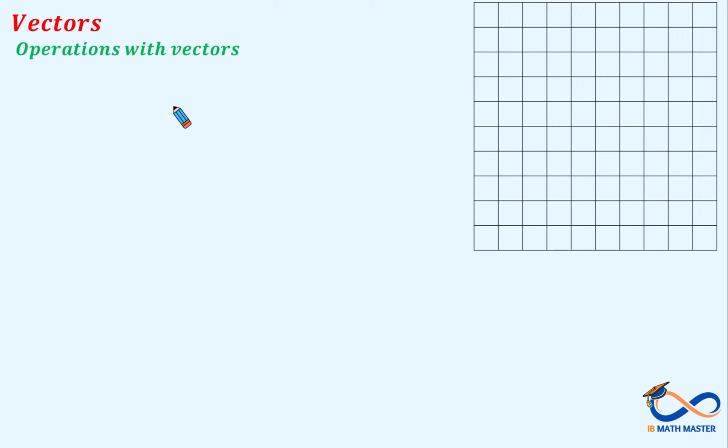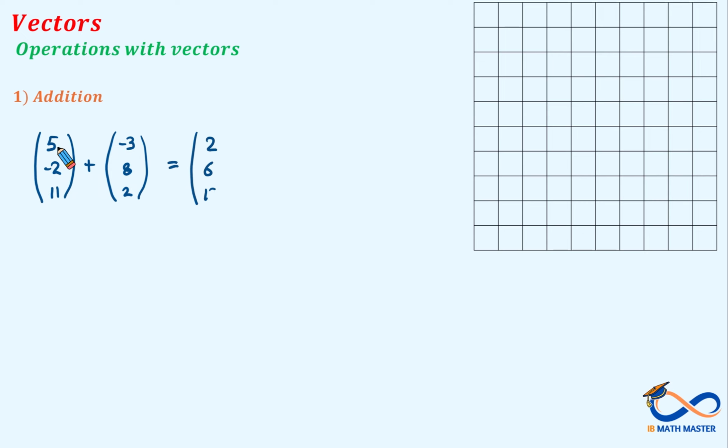Now we will study the operations with vectors. With vectors, we can do addition, subtraction, or multiplying by a scalar. First, we will start with the addition. When we add two vectors like these, we just add the corresponding elements, 5 and negative 3, negative 2 plus 8, 11 plus 2. So here, 5 and negative 3 will be 2, and then we have here 6, 11 plus 2 will be 13.